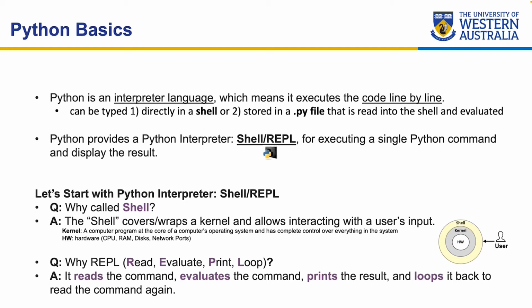And why REPL, or Ripple: read, evaluate, print, loop? It reads the command, evaluates the command, prints the results, and loops back to read the command again. So basically, you do something, it will do the task for you and show you what it has done, and then go back to the starting point where it's waiting for you to input the next command.